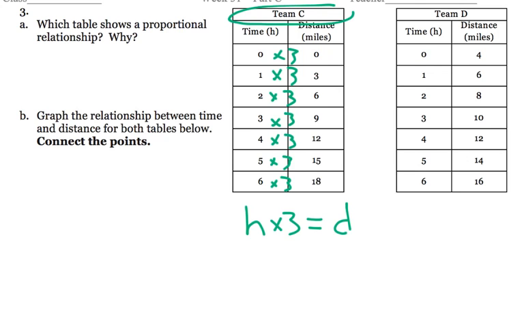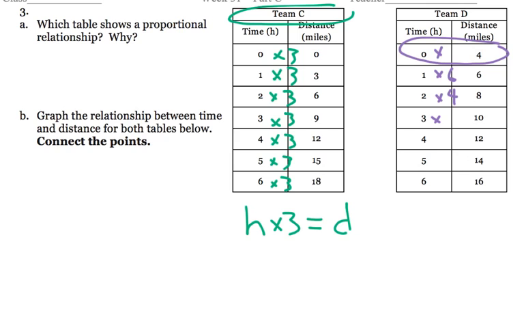Team D is not, and there's two reasons why. First of all, it doesn't start from 0, 0. It needs to start from the origin, because there's literally nothing you can multiply 0 by to get 4. It's impossible. The only thing it could start off with is 0, 0. And then, to further prove it, 1 times 6 would be 6, but then 2 times 4 would be 8, and 3 times something crazy equals 10.